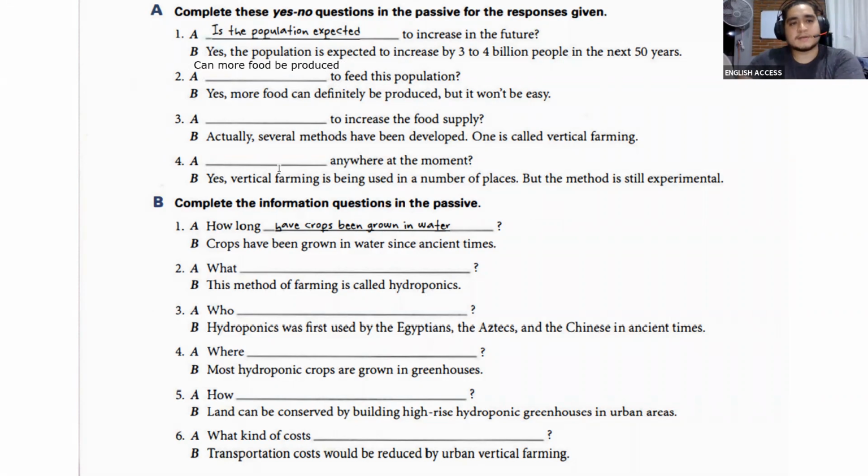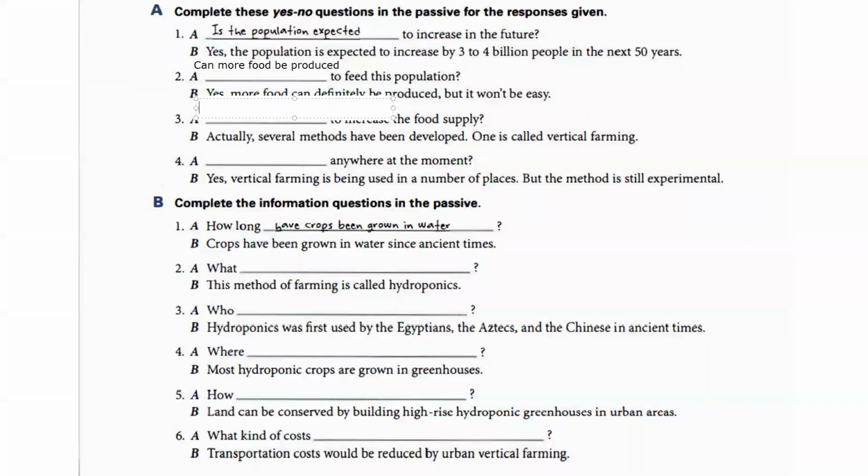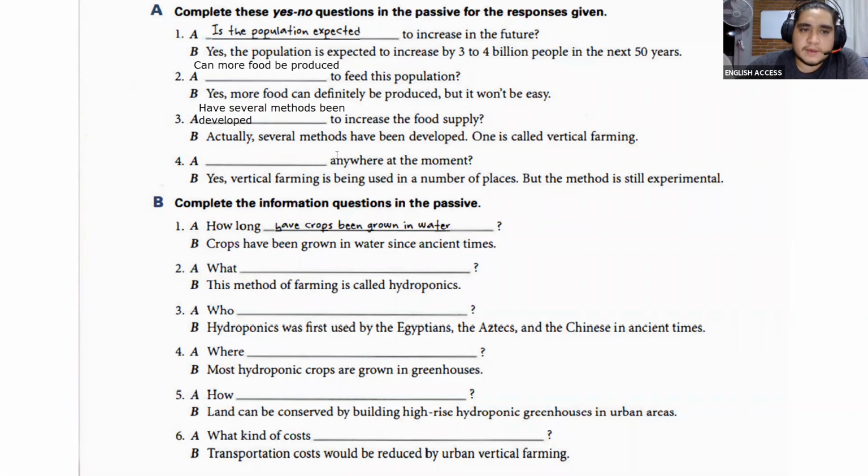Number 3. Have several methods of it. Can you repeat that, please? Yes, have several methods of it. Mm-hmm. Have several methods been developed to increase the food supply? Yes.